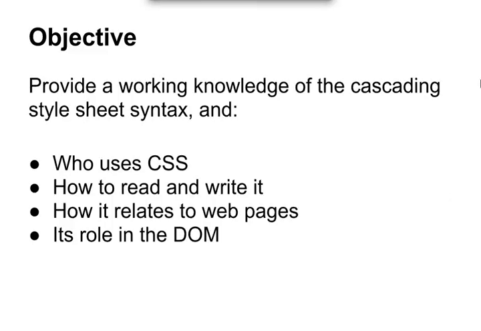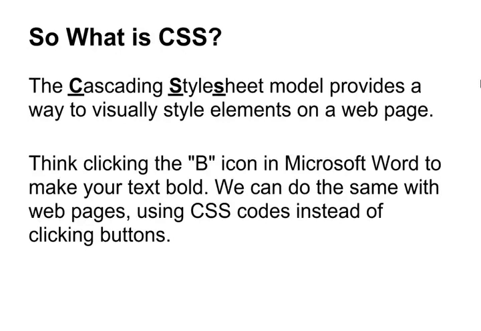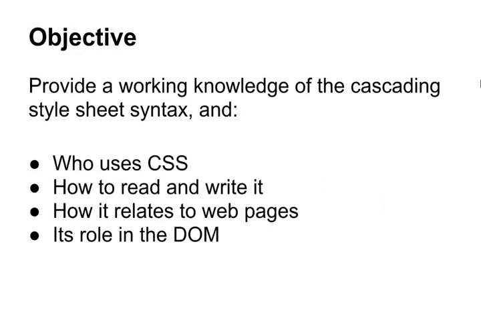So let's look at our objective for tonight then, which I kind of already mentioned. We're going to look to provide a working knowledge of the cascading style sheet syntax, which is basically what CSS means. We're going to figure out who uses it, how to read and write it, how it relates to web pages, and its role in the DOM, which stands for the Document Object Model. I'm not going to touch too much on that, but it is important for us to at least understand what the DOM is in order to figure out what the role of CSS is relative to the DOM.